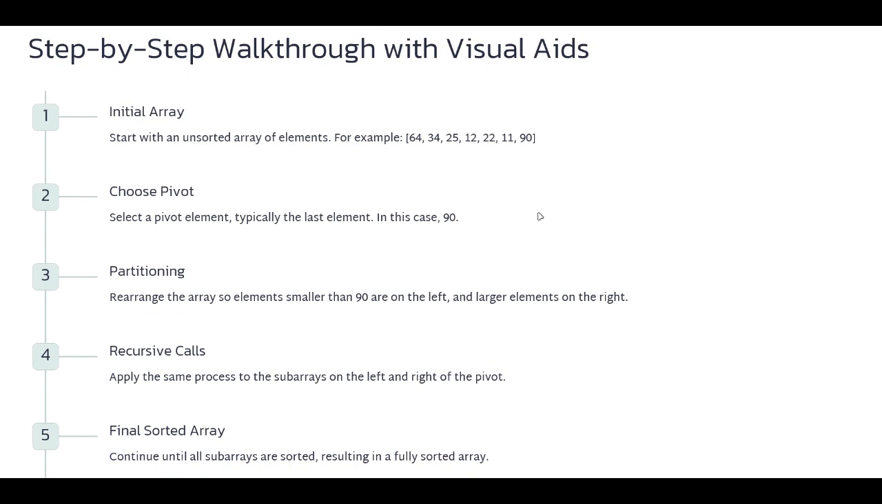Step-by-step walkthrough with visuals. Now we will go through how we can perform quicksort on an array. Initially, let the array be 64, 34, 25, 12, 22, and 90. Now we choose the pivot element. Let's say in this case it's 90. Now we partition the array into smaller pieces such that the elements smaller than 90 are on the left and greater than 90 are on the right. Now we recursively apply quicksort to the left subarray and the right subarray. Now we finally group together the sorted arrays, resulting in a fully sorted array.